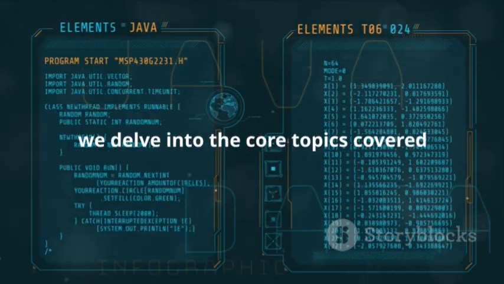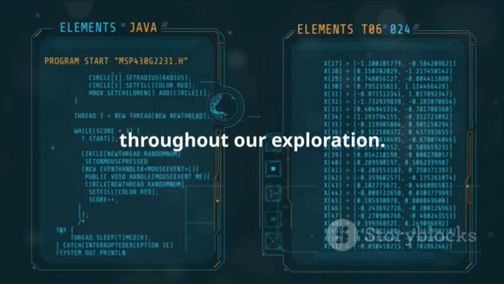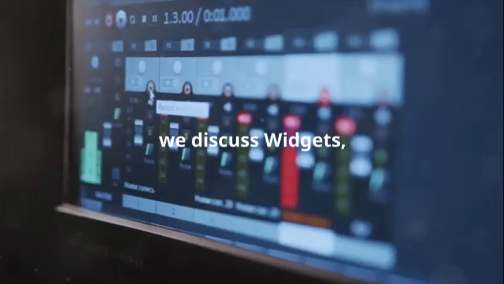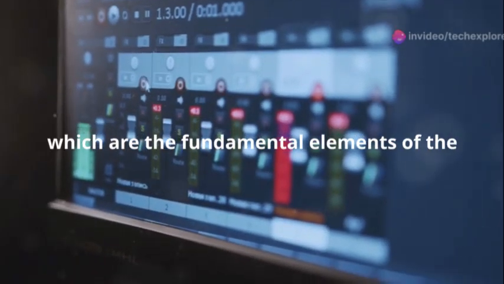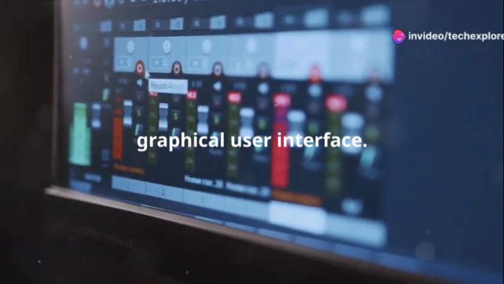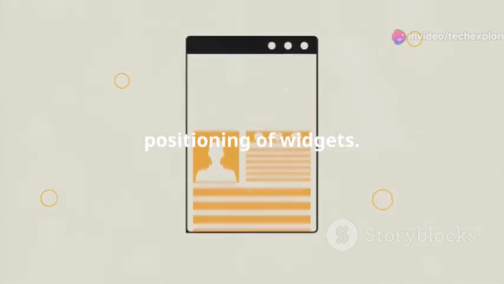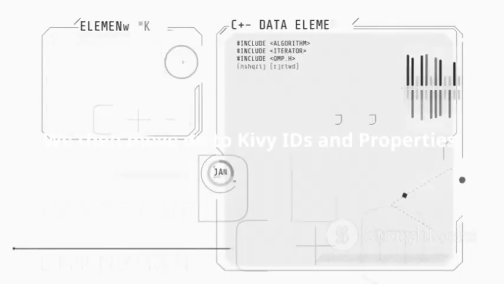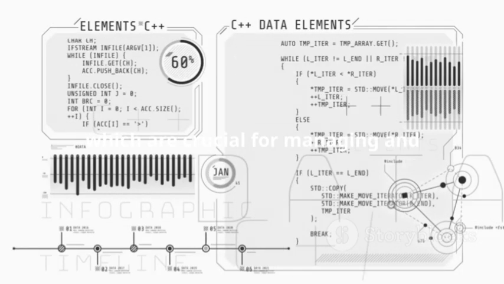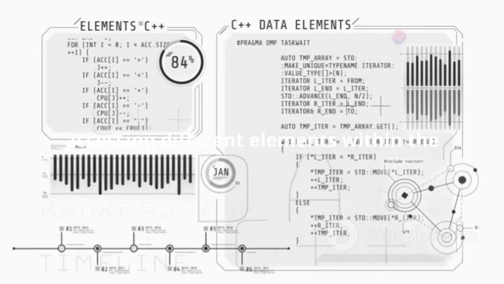In this section, we delve into the core topics covered throughout our exploration. First, we discuss widgets, which are the fundamental elements of the graphical user interface. Next, we explore layouts, focusing on arranging and managing the positioning of widgets. We then move on to Kivy IDs and properties, which are crucial for managing and accessing different elements within the Kivy framework.